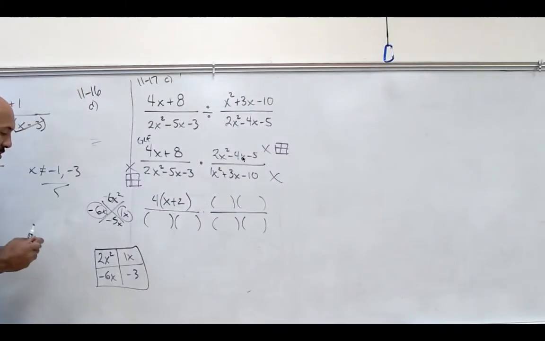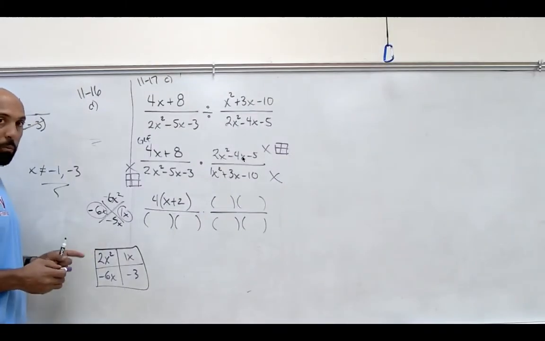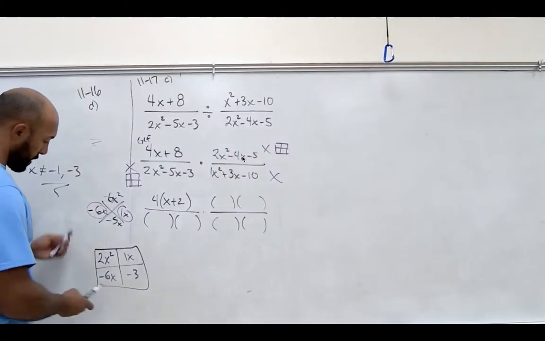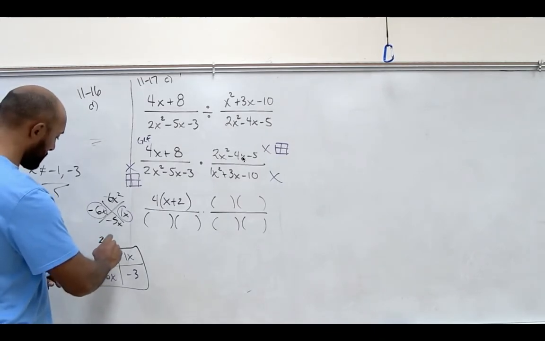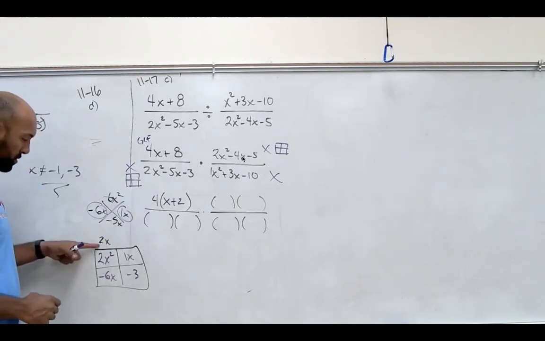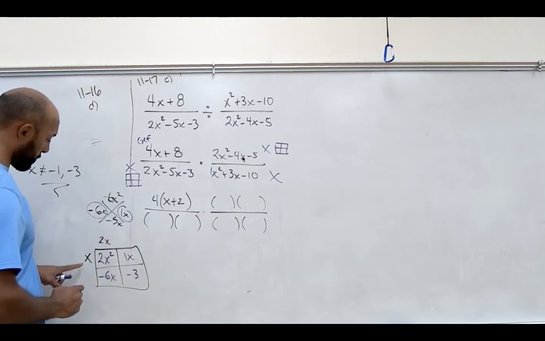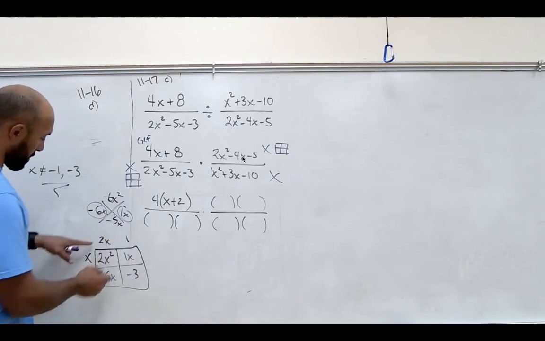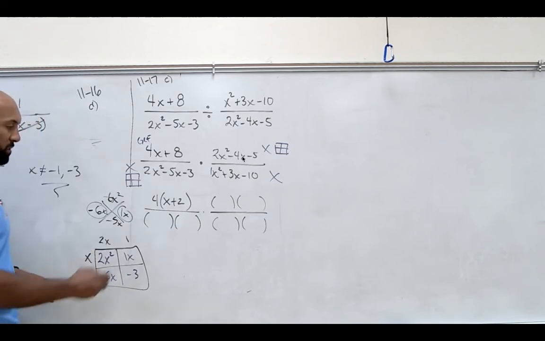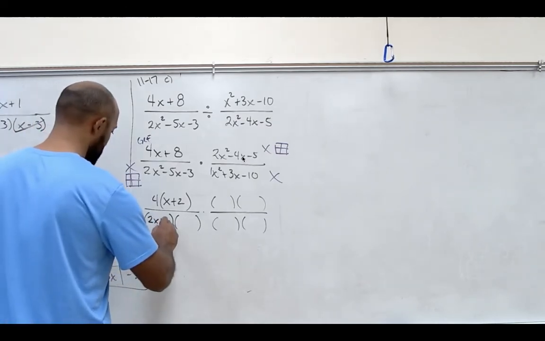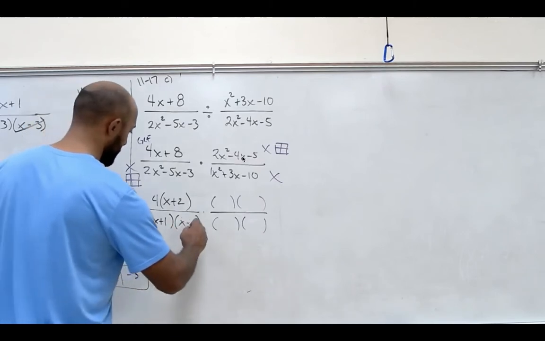Okay, now I just got to figure out that first term up here where that 2x goes. Well, I know that these two have a common factor of 2x, so the 2x goes there. So 2x times x gives me that term. x times 1 there. 2x times -3 there. So there's my factors for that first one: 2x plus 1 and x minus 3.